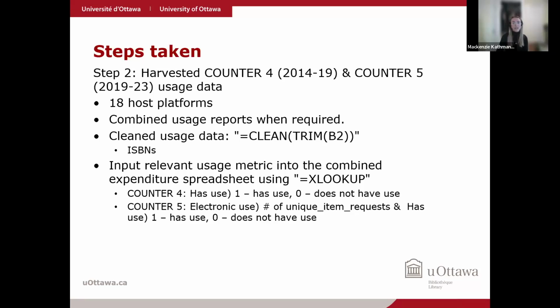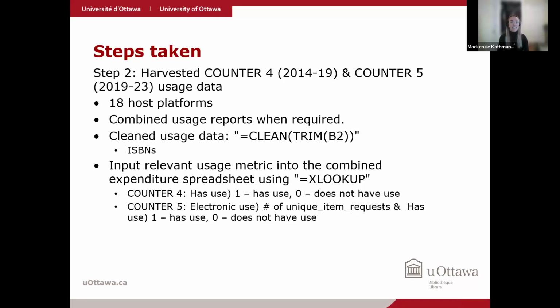And then I cleaned the ISBN column of each usage statistics report using that same clean and trim Excel function. This helped to ensure that when I went to match, I was using the best possible data that I know will match an ISBN that I cleaned in the combined expenditure data report. Finally, I input the relevant usage metrics into the combined expenditure report using Excel's XLOOKUP function. When I say that this function is the absolute best, I think I found 50 different uses for it.